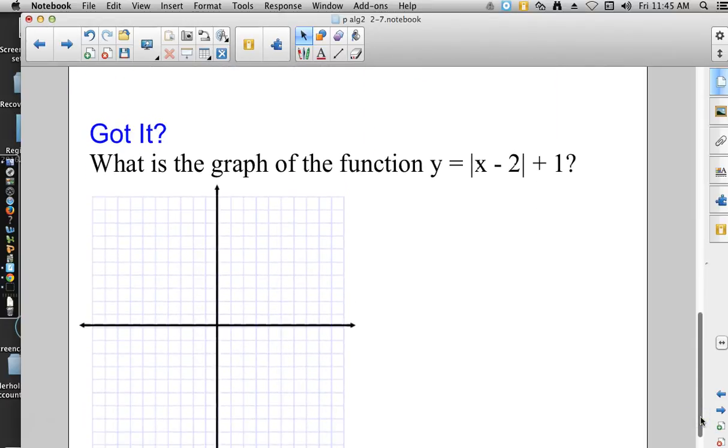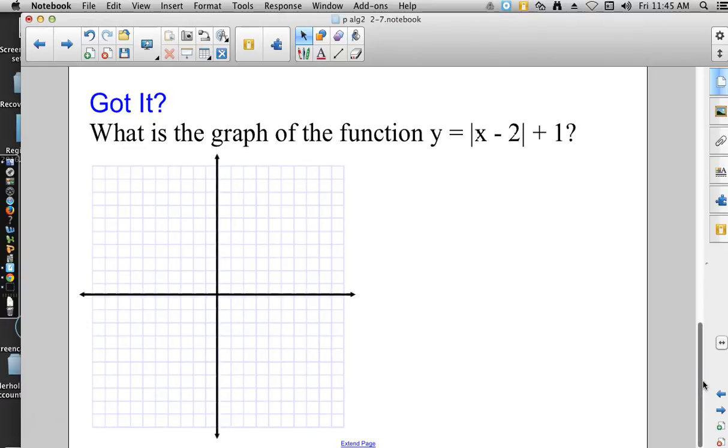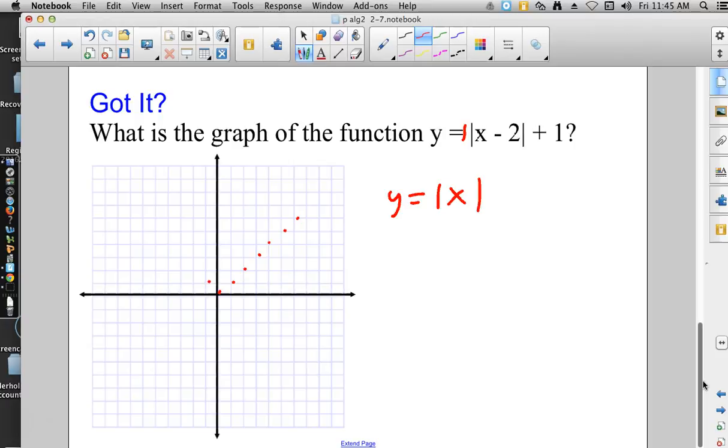Here's our Got It. It says, what's the graph of the function y equals the absolute value of x minus 2 plus 1? I see that a is still 1, so I tell myself, graph the parent function, self. Do the usual V business. A dash. That's all. That's our helper. Because what we need to do is figure out how we're supposed to move that bad boy.